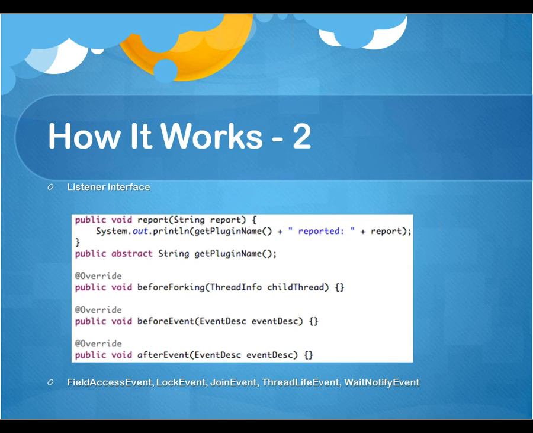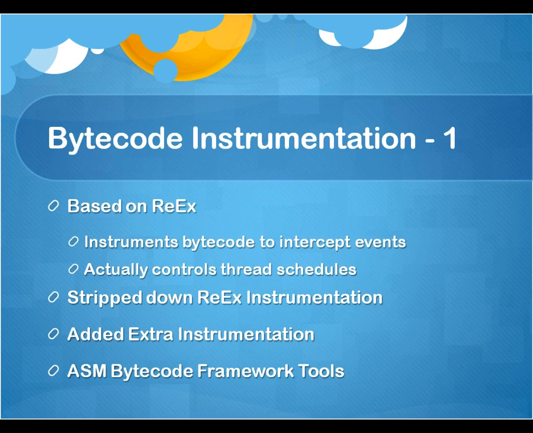And then for the before and after event, they have the different events at the bottom that they'll be notified on, like when a field is accessed, if a lock is unlocked or locked, if a thread is doing a join, if there's waits, it notifies, threads are being spawned or dying. And then like the field access event, it basically tells you which class the field is in, what the field name is, and then it'll give you the particular hash code of the object that is being accessed.